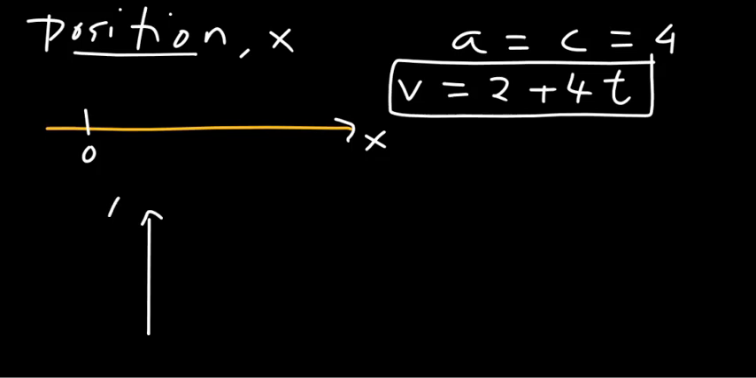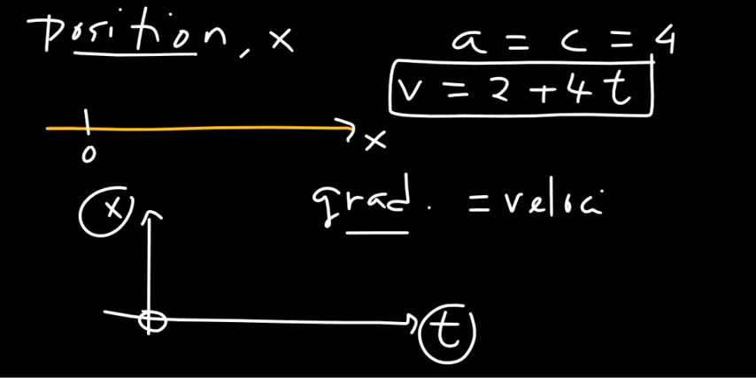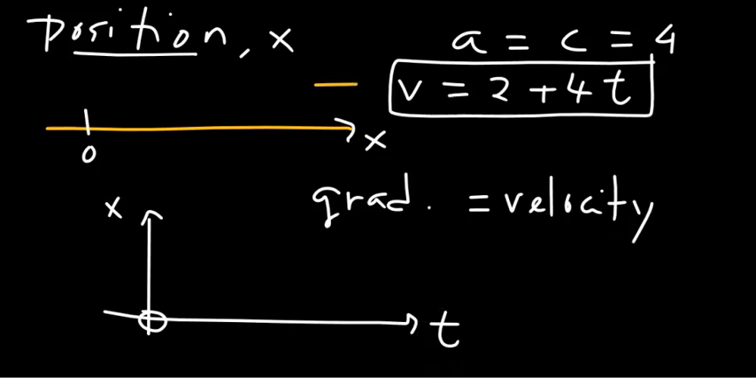If I were to plot the position of this object with respect to time, this is an x-t graph. The gradient of such a graph equals the velocity of the object. Since this is a one-dimensional motion, we can interchange the terms velocity and speed, knowing that if speed is positive for the rightward motion, it will be negative for the leftward motion. As you can see from this expression, the velocity is a linear function of time.